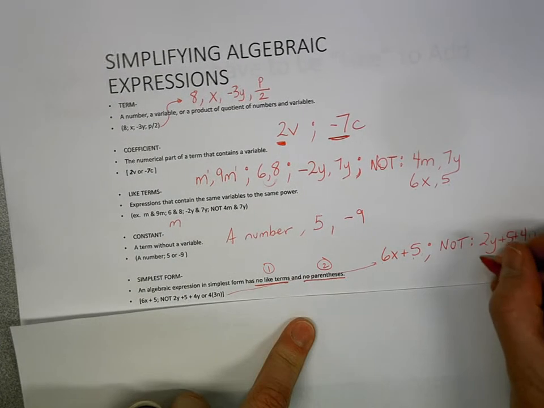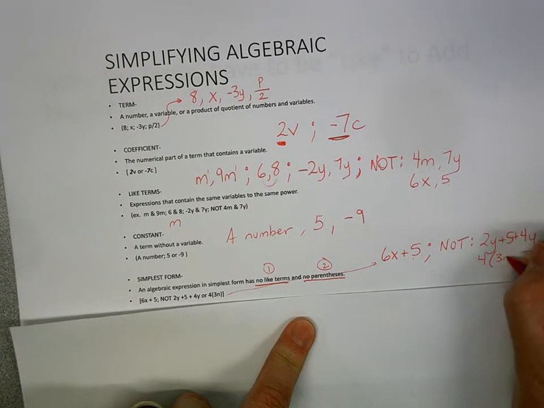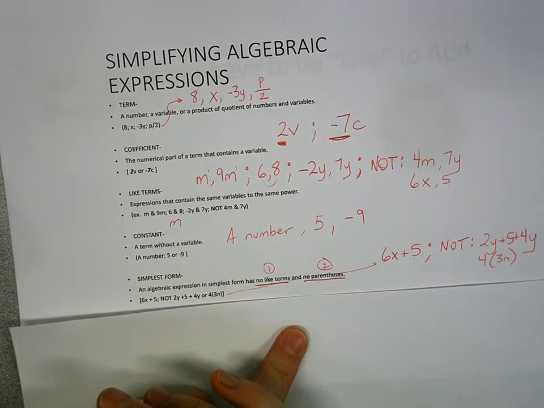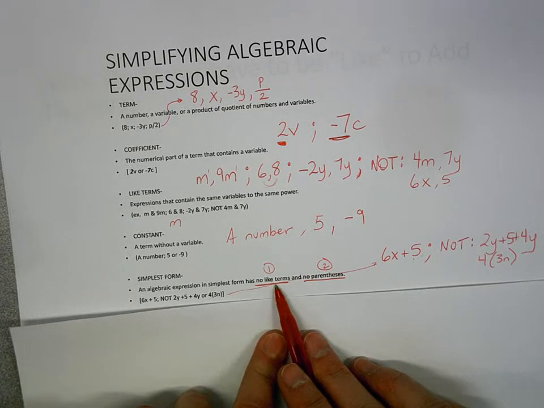Here's another one. 4 times 3n. Something that is like that. Now, we've talked about it, right? Distributive property, you've already learned. Distributive property we use, like we did in our POD, because it's not in simplest form, because you have those sets of parentheses there. We can simplify it even further. And that's why we do that. Well, today we're going to talk about the other half of this, meaning that there's no like terms.